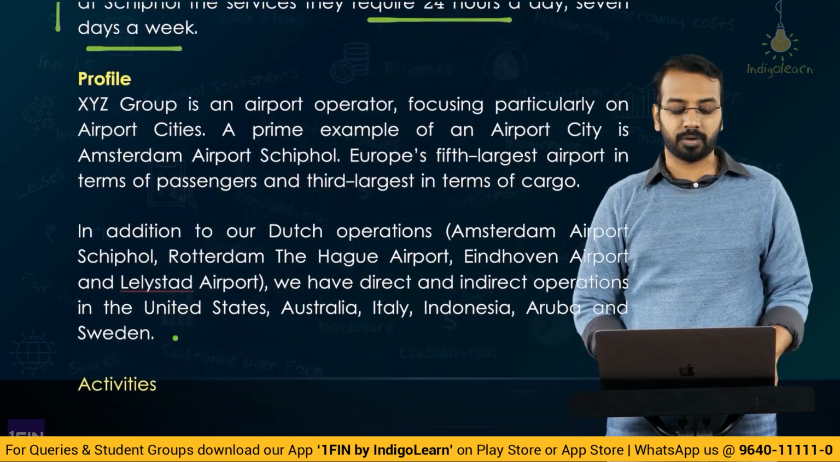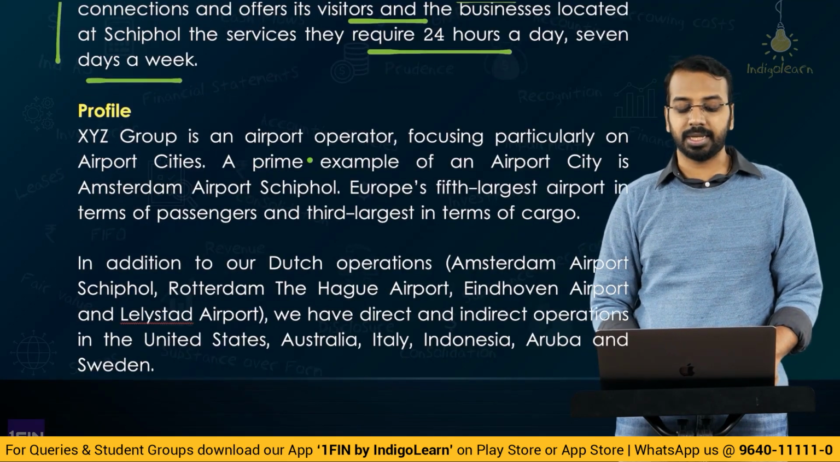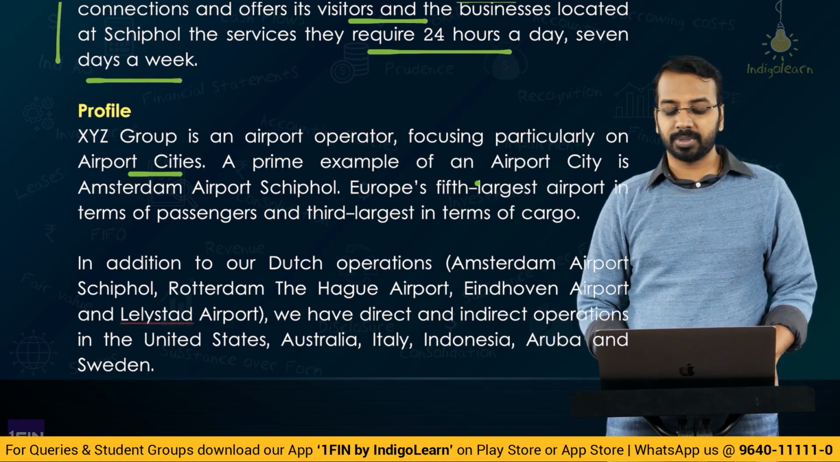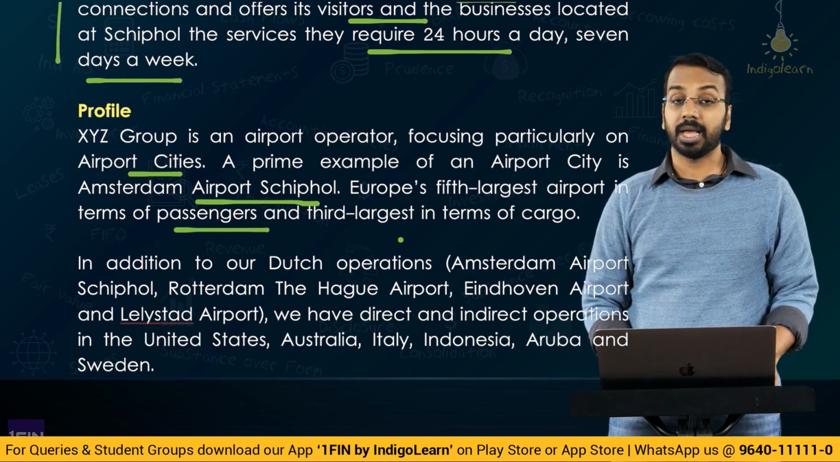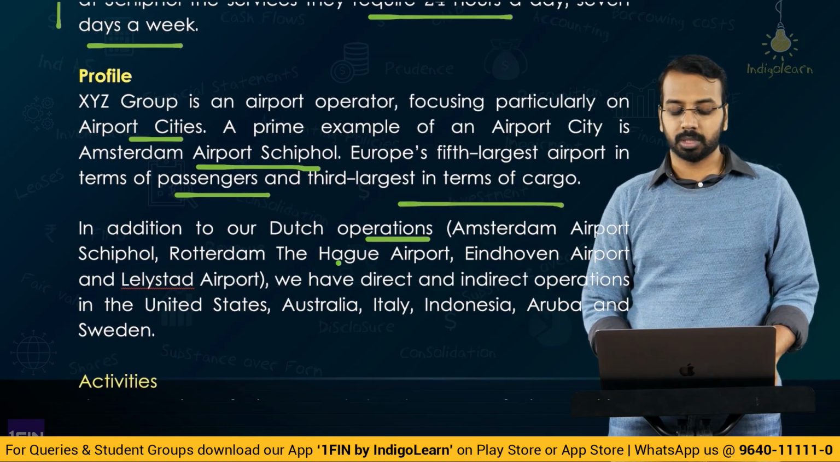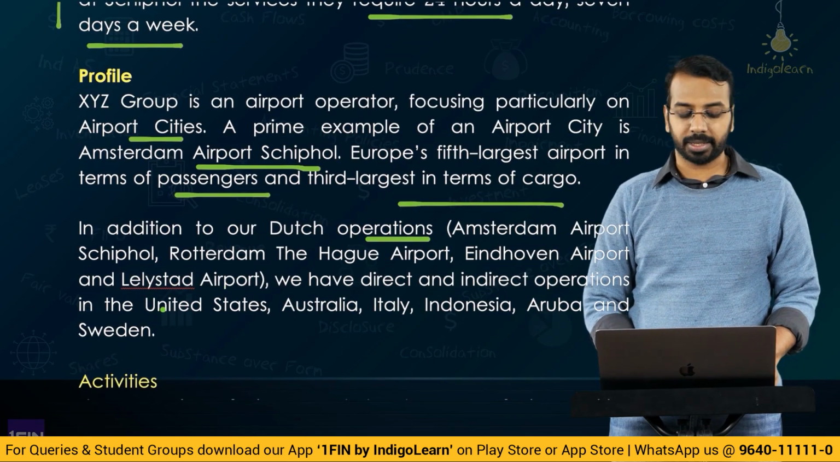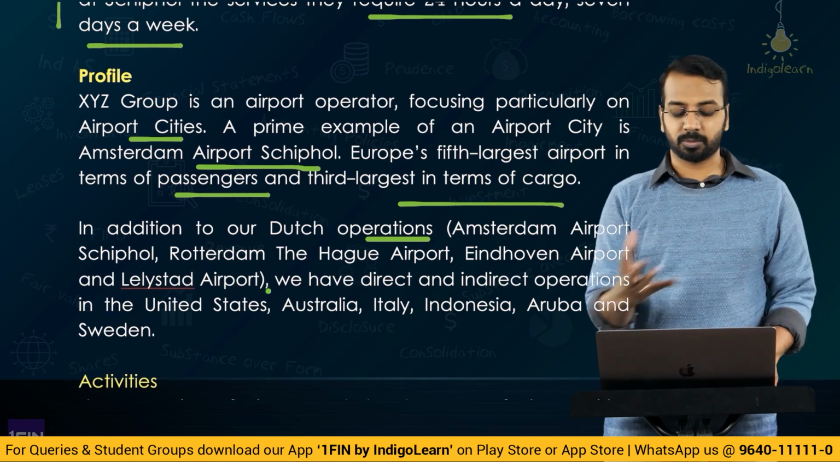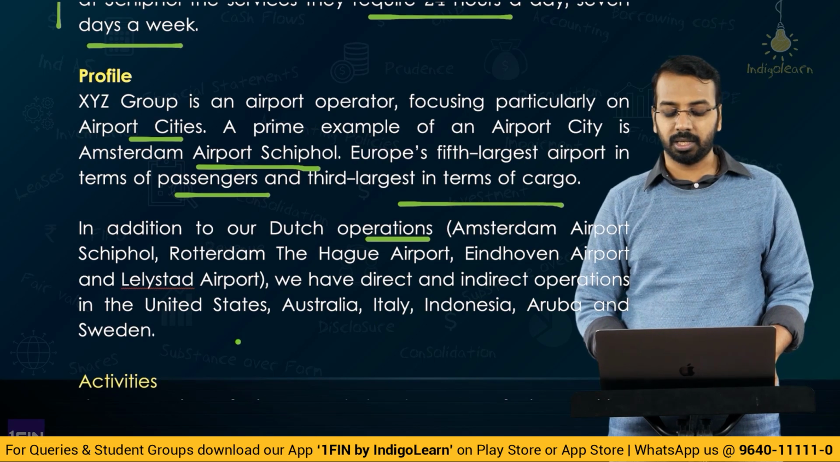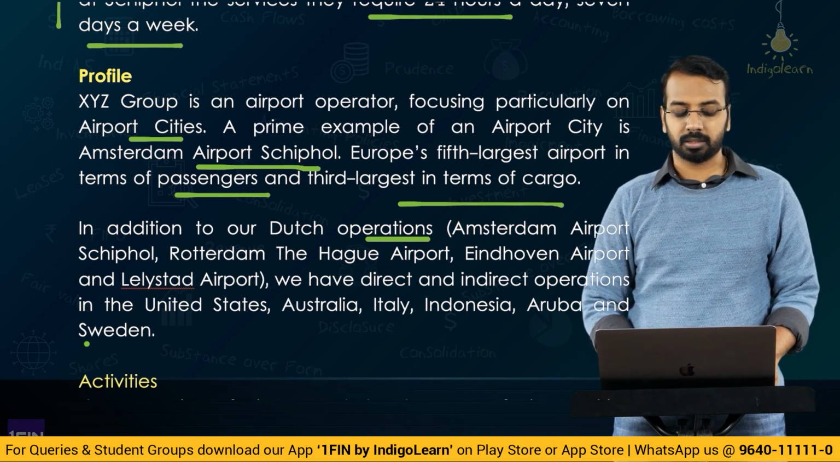What is the company profile? The company is an airport operator focusing particularly on airport cities. A prime example of an airport city is Amsterdam Airport Schiphol, Europe's 5th largest airport in terms of passengers and 3rd largest in terms of cargo. In addition to a Dutch operation, the Hague Airport, Eindhoven Airport and Lelystad Airport, ignore the names, just about the presentation. We have direct and indirect operations in the United States, Australia, Italy, Indonesia, Aruba and Sweden.